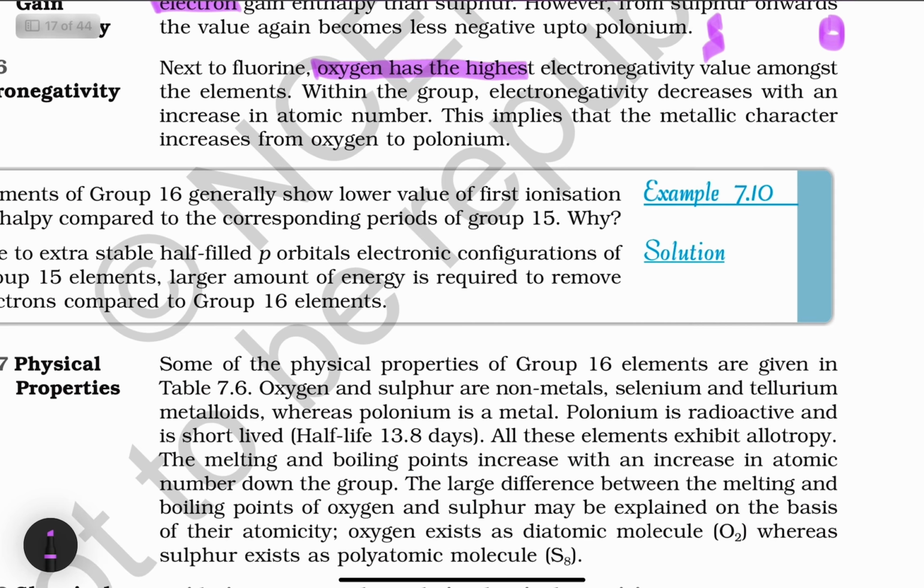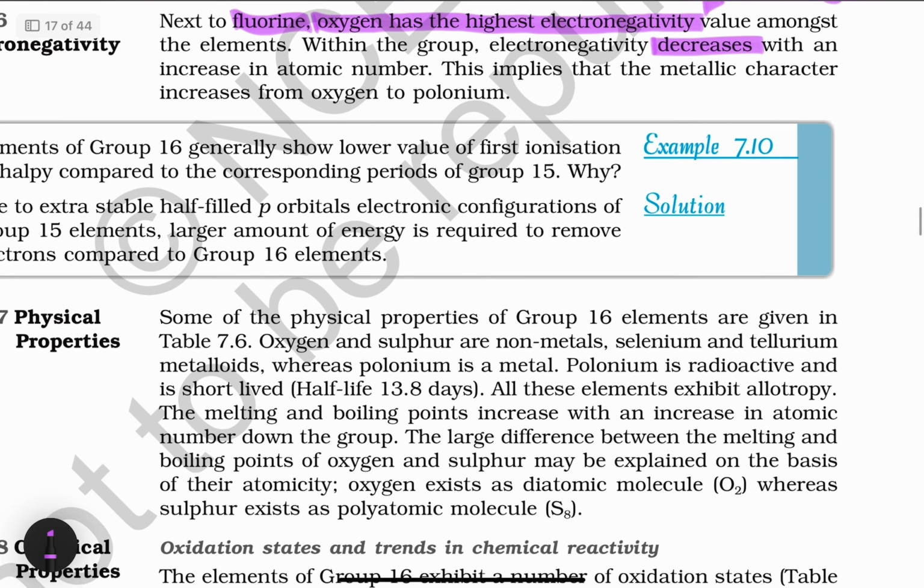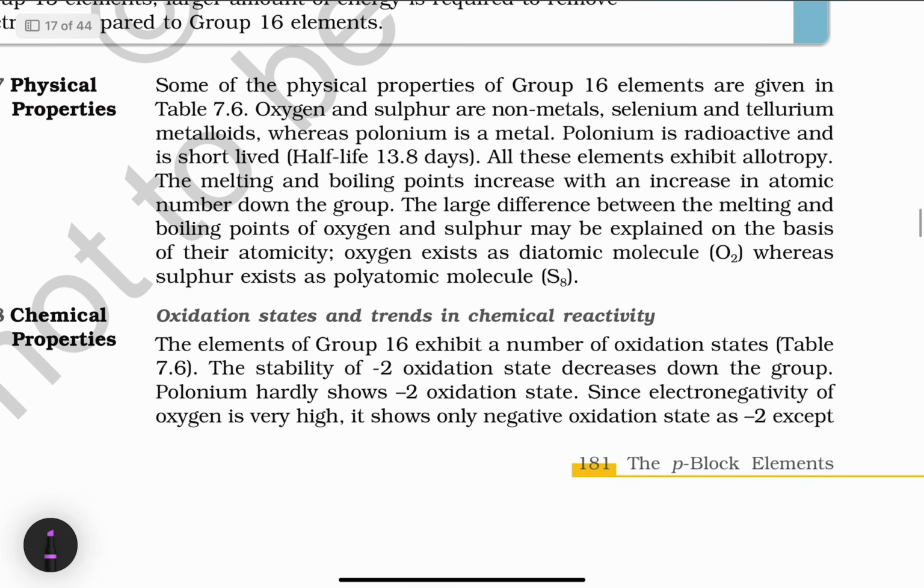Electronegativity: oxygen has the highest electronegativity after fluorine, and it decreases down the group, a regular point. Oxygen and sulfur are non-metals. Selenium and tellurium are metalloids. Polonium is a metal. Polonium is radioactive and short-lived, with a half-life of 13.8 days. All these elements exhibit allotropy. Melting and boiling points increase with increase in atomic number down the group.